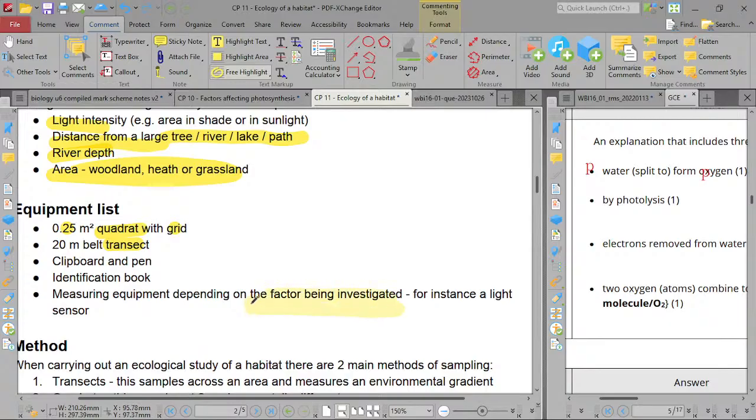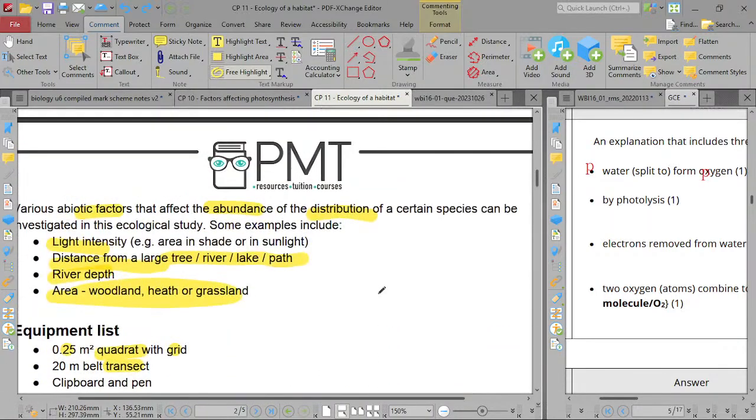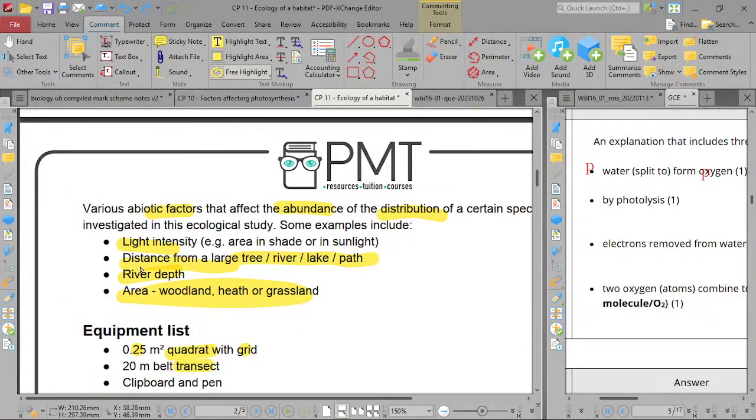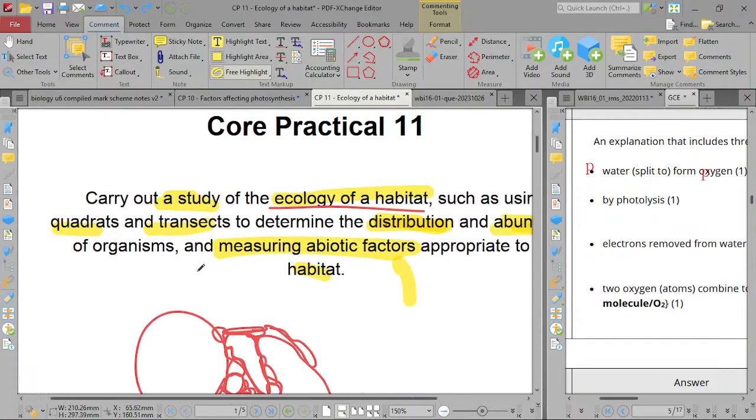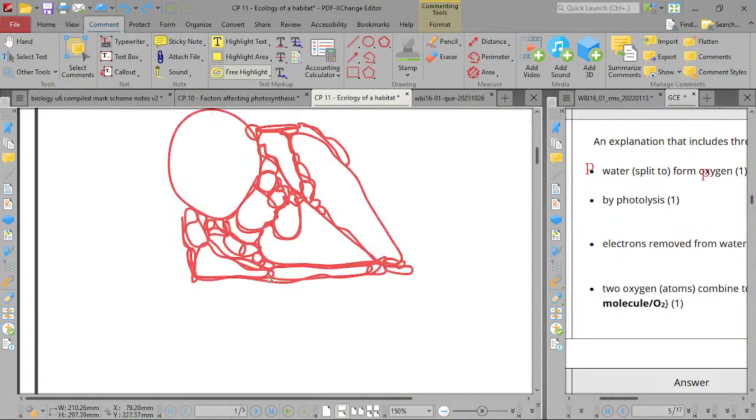So the abiotic factor being investigated. If we're going to be measuring an abiotic factor, then we need to have a light sensor, or some kind of measuring equipment depending on that. So remember, the abiotic factors that we can measure are light intensity, distance from river, depth, and area. And what those abiotic factors are appropriate to each habitat.